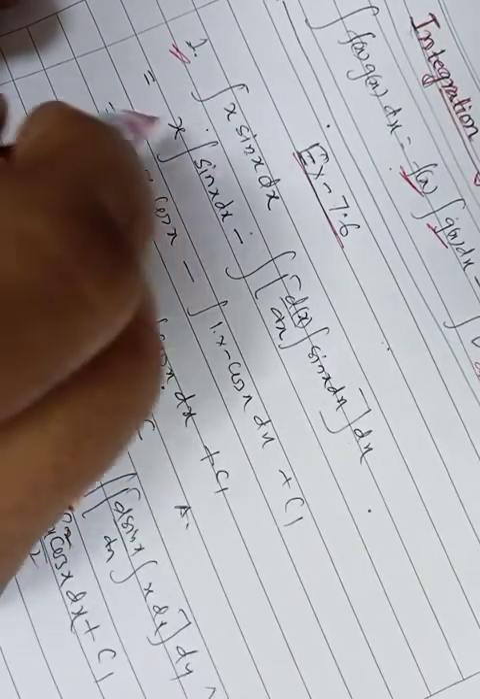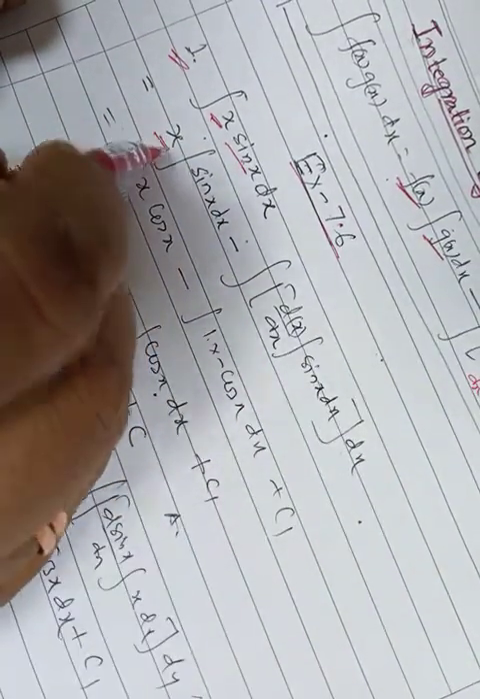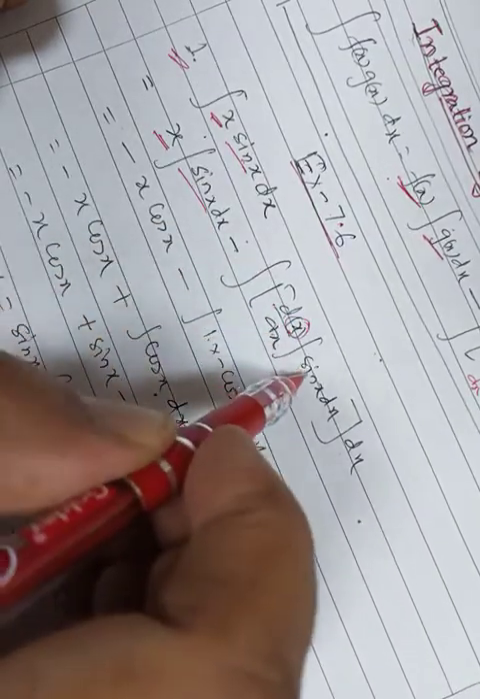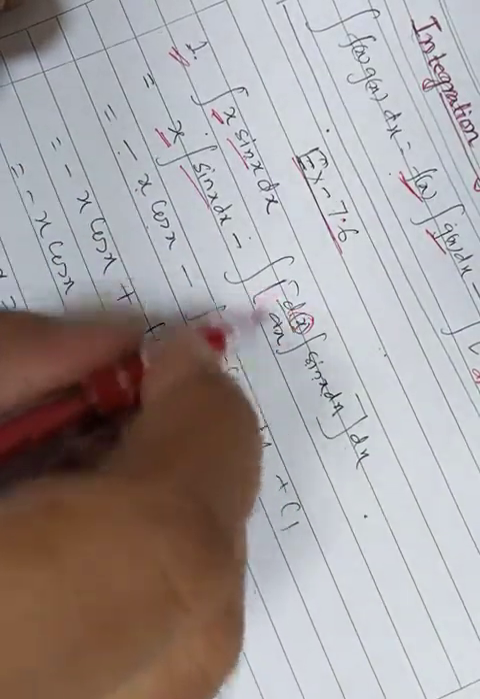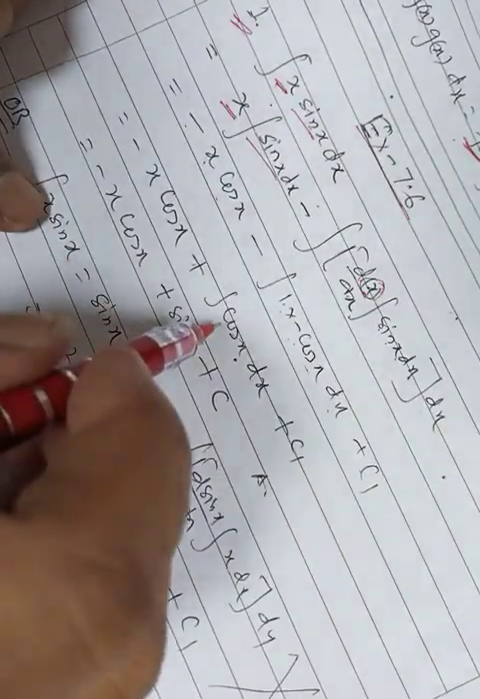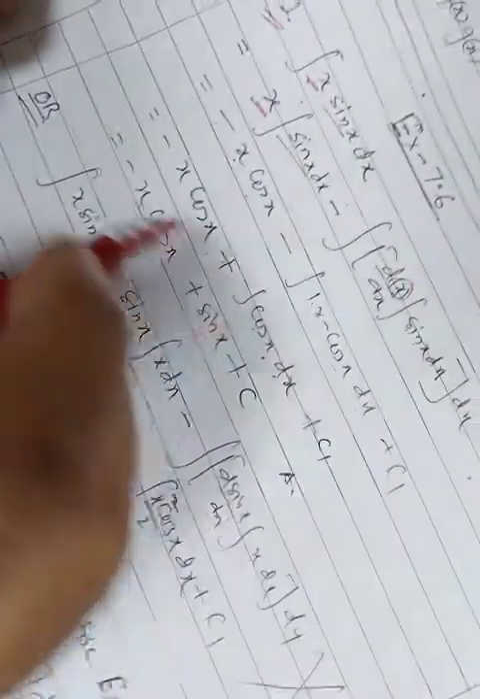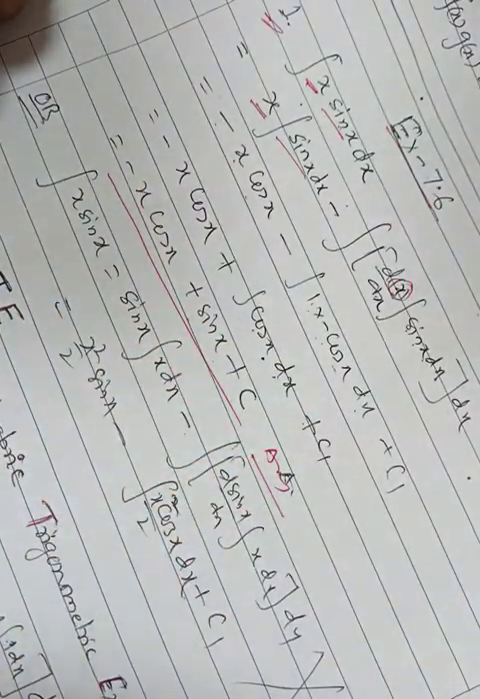Exercise 7.6, question number 1. We have to integrate x sin x. So I have taken this one as the first function, this one second. First function into integration of second, minus differentiation of first function into integration of second function, whole integration. Then it became minus x cos x, minus integral of 1 into minus cos x dx. So minus x cos x plus integral of cos x dx plus c1 for one integration, then integration of cos x will be sin x. Finally we get the answer.